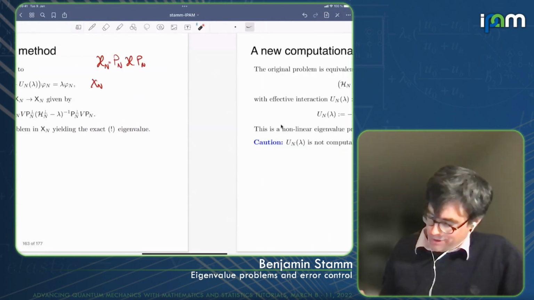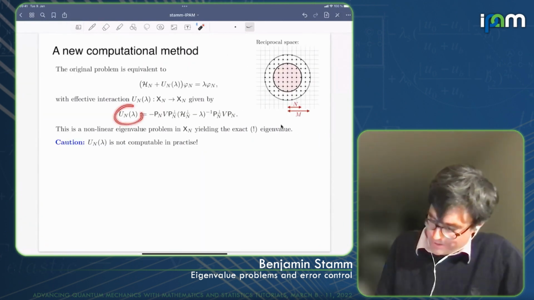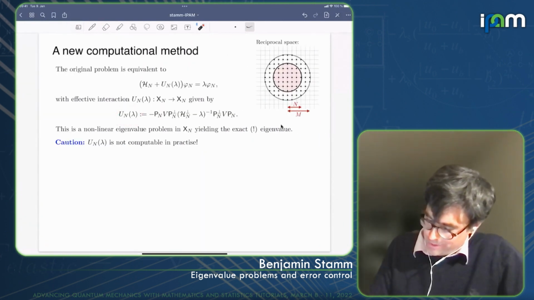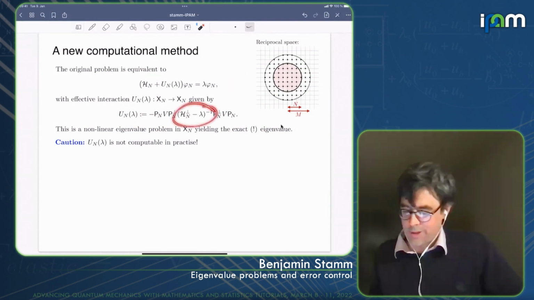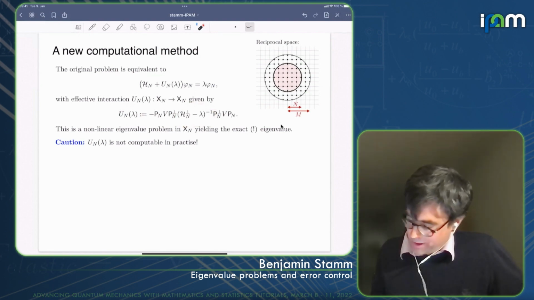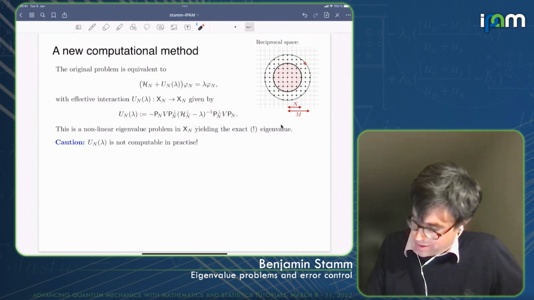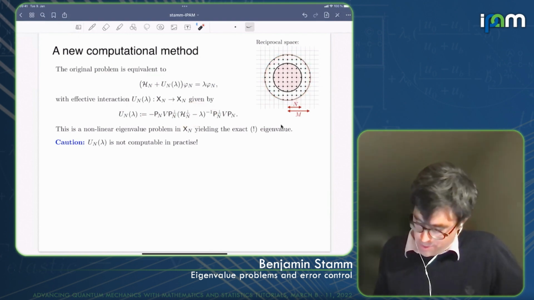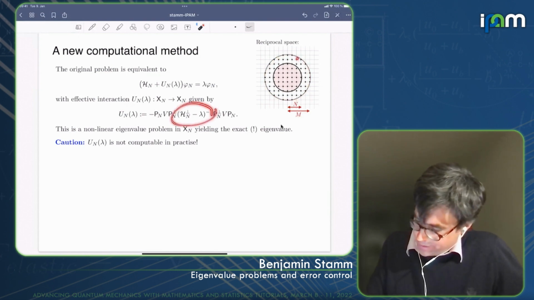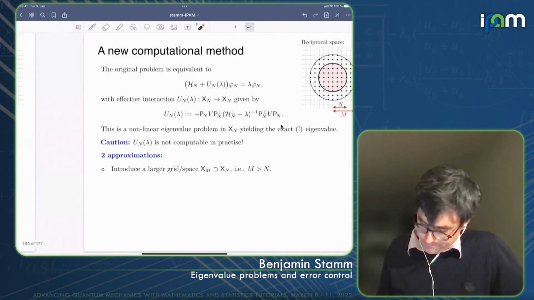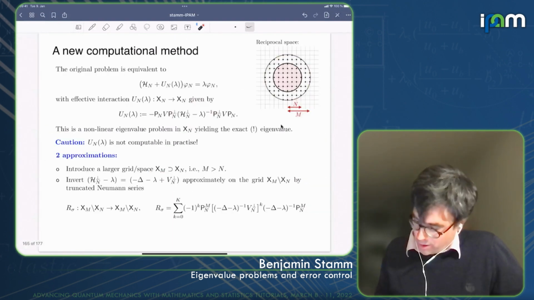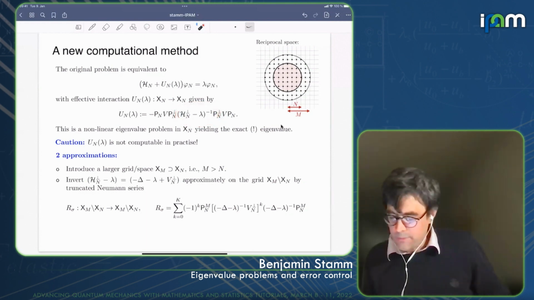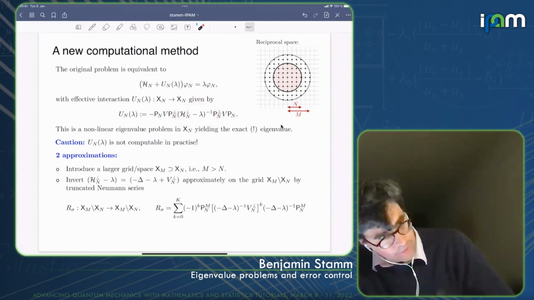Unfortunately, there's no free lunch. This potential maps to Xn perp, which is an infinite dimensional space, and you have to invert an operator here. So this cannot be done, but what you can do is say, okay, I have a slightly larger grid with a parameter m, and I try to invert this on this additional space. That's why we introduced this larger space Xm. And also here, that is a resolution of a linear system.